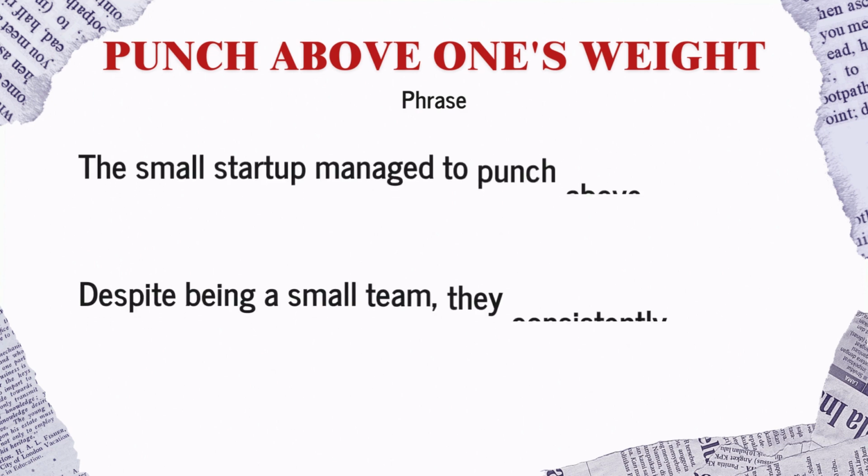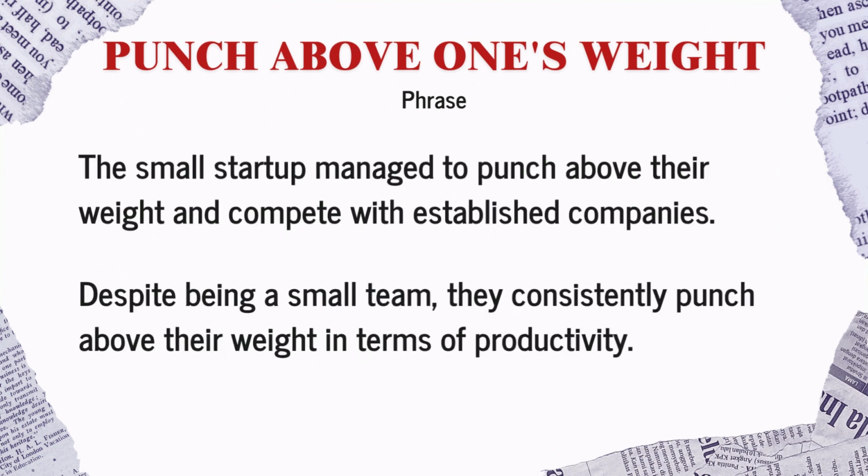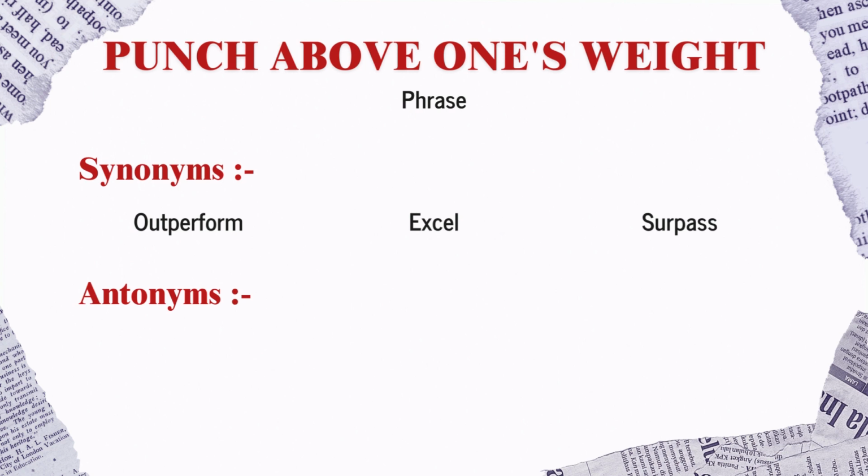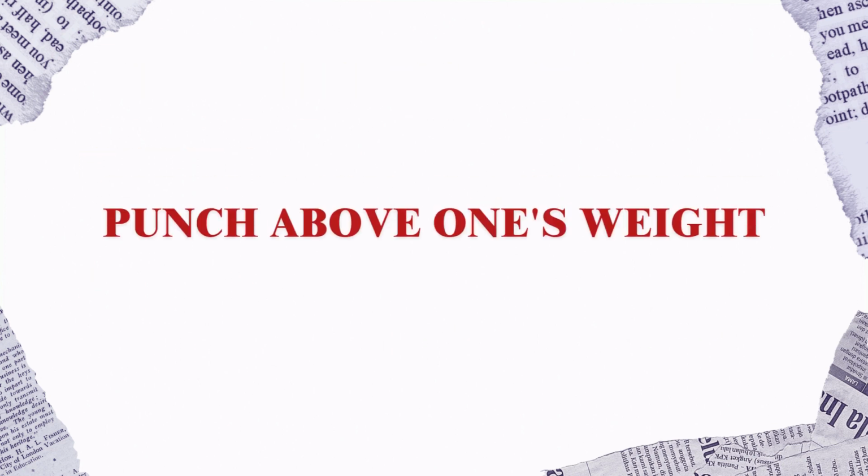Let's see some examples. The small startup managed to punch above their weight and compete with established companies. Another example is, despite being a small team, they consistently punch above their weight in terms of productivity. Some synonyms for punch above their weight are outperform, excel, and surpass. On the other hand, words with opposite meanings or antonyms include underperform, lag behind, and fall short.